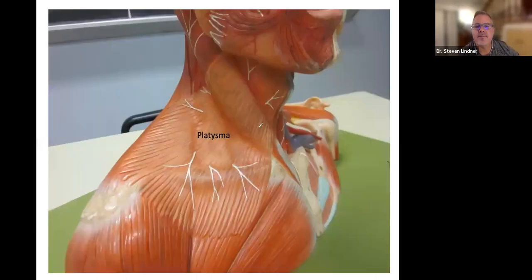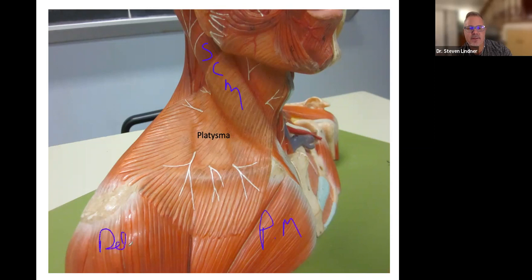There's the platysma, very superficial to all of the anterior neck muscles. Going this way, we can see the SCM, the sternocleidomastoid muscle. Here we can see the pec major, superficial. And we can see the deltoid here. At least we can see the anterior deltoid in the front. We can see the middle deltoid on the side. Way on the back, we can see the posterior deltoid. It has three divisions to it.